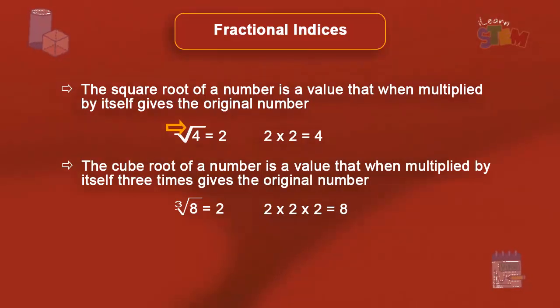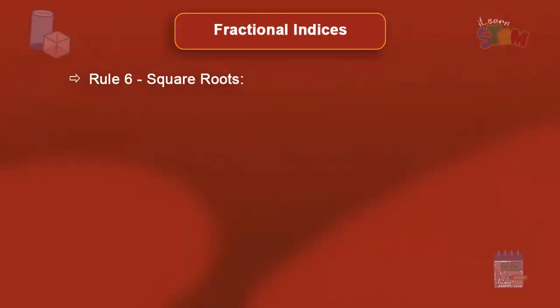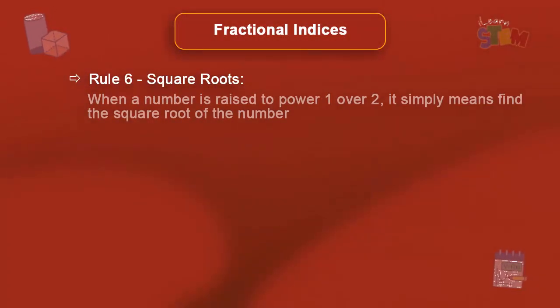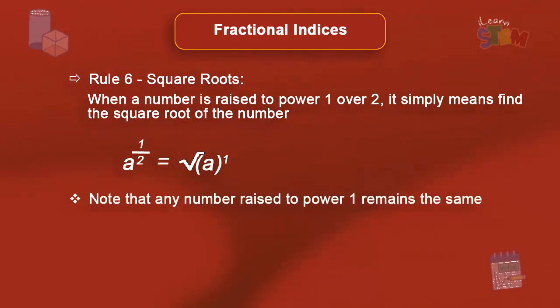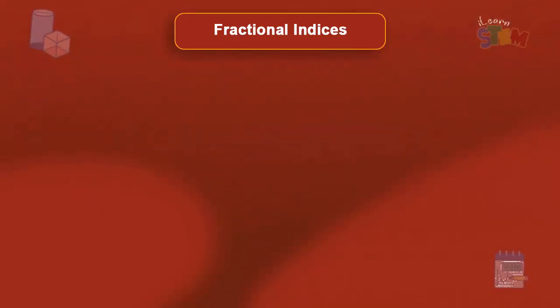Now, let us see how fractional indices work for square roots. Rule 6, Square Roots. When a number is raised to power 1 over 2, it simply means, find the square root of the number. Here's the formula. A raised to power 1 over 2 equals square root of a raised to power 1. Please note that any number raised to power 1 remains the same. Let us solve some examples.